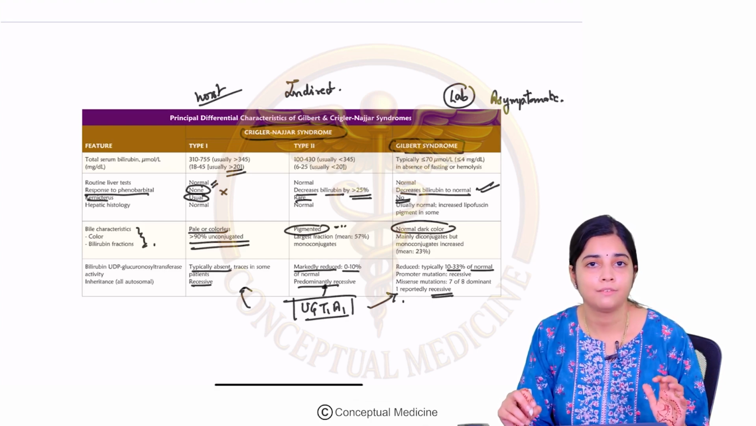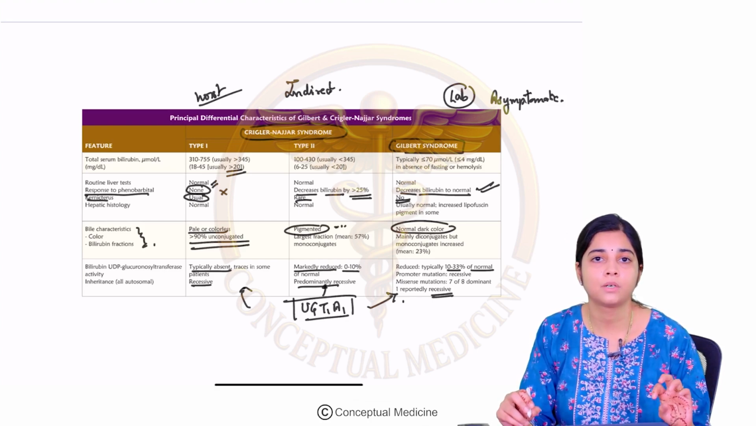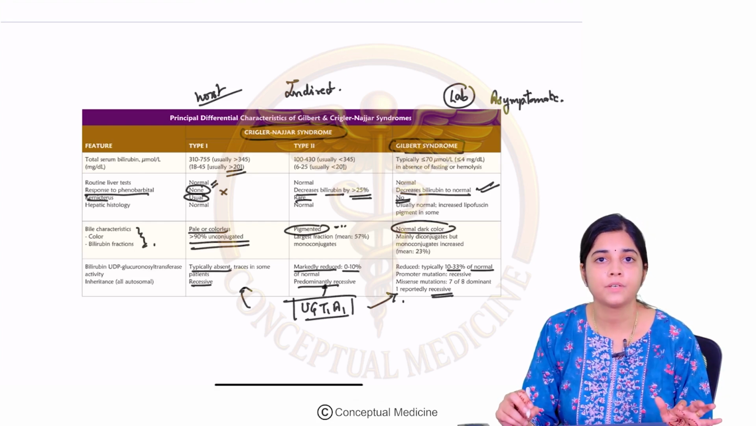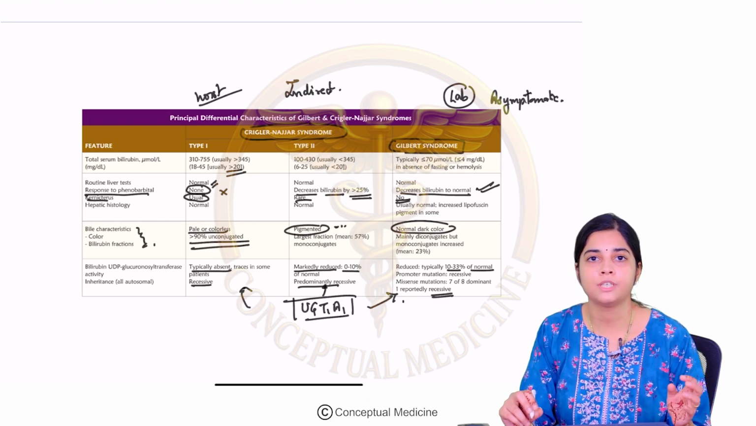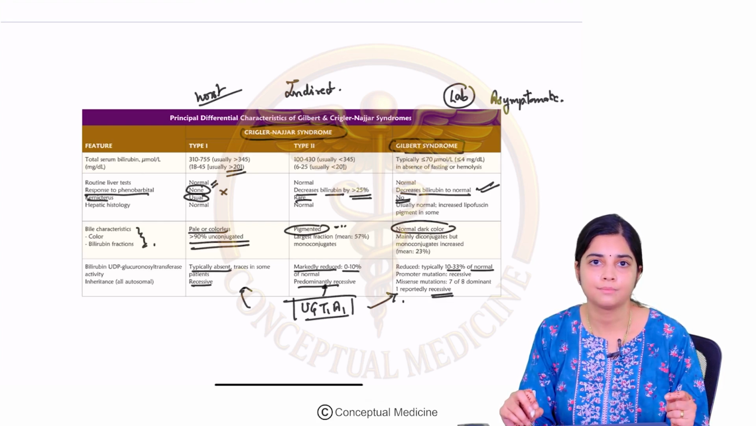So till now, what have we learned? In this session, we have learnt about the basic structure of the liver, we have understood the approach to liver function tests, and we have understood the different types of genetic hyperbilirubinemias. Thank you.